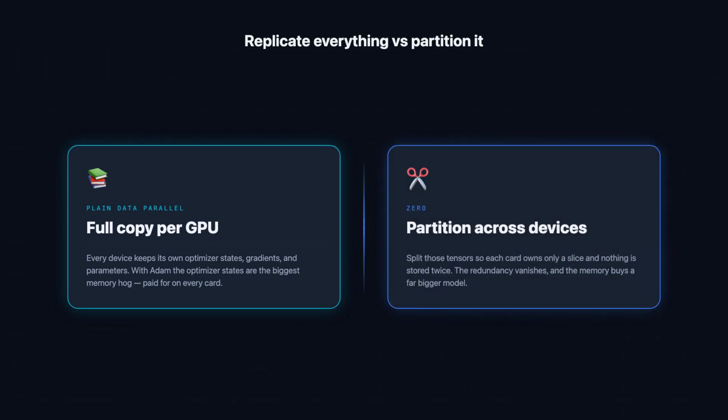Zero refuses that duplication. Rather than a full copy per GPU, it partitions those tensors across the devices, so each card owns only a slice and no piece is stored twice. The redundancy vanishes, and the memory you get back can be spent on a far bigger model instead. Nothing about the math changes, only where each number lives, and that single shift is what makes room for models that simply couldn't fit before.